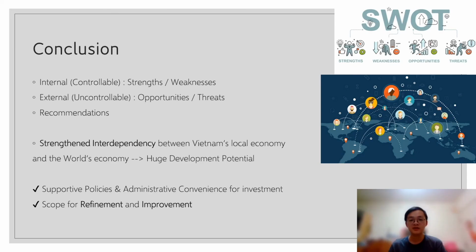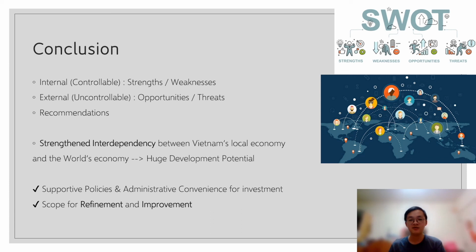To conclude, the interdependency between Vietnam's local economy and the world's economy has been greatly strengthened. The continuously growing scale of mutual trade and inflow of international capital have provided huge development potential for Vietnam's economy and the corresponding real estate market. It is observed that the Vietnamese government has been seizing the opportunity to develop its economy by initiating relevant supportive policies and administrative convenience for both local and foreign investment.